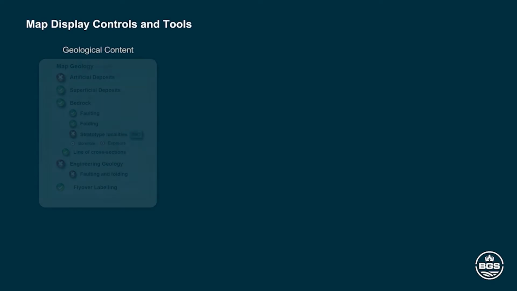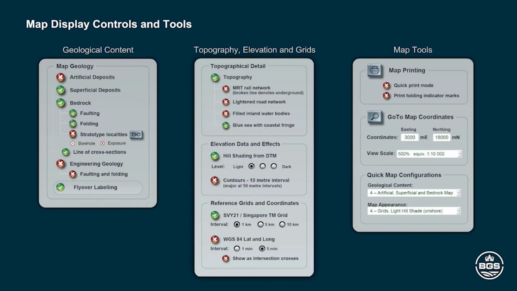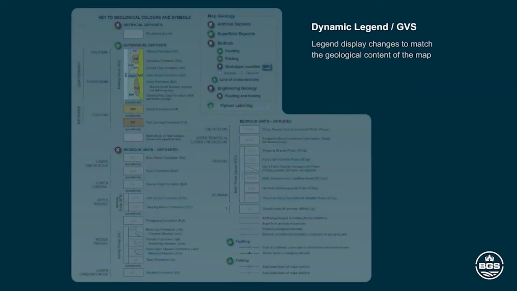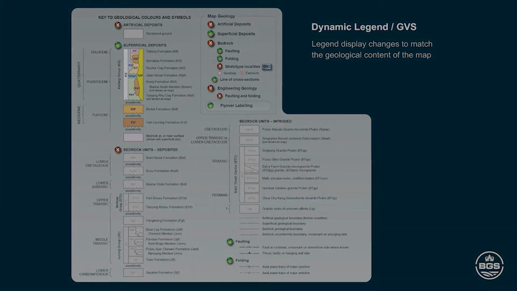On the controls palette, tools are grouped into sections. There's a grouping that contains all the controls for the geological content. There's groupings with tools for the topography, grids, etc. And there's also search, configuration, and printing tools. There's also a geological legend on this panel, which will reconfigure to match the settings of the geological content.